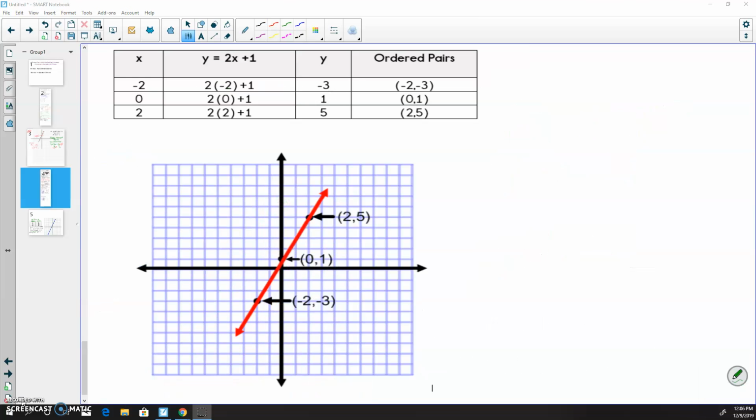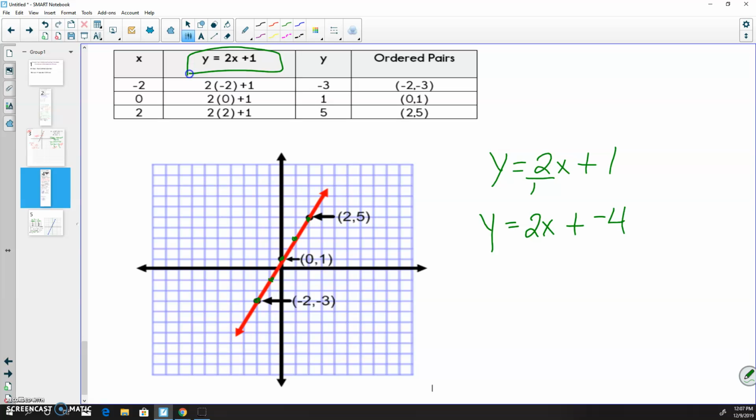Okay, so for the next one, they give you the equation y equals 2x plus 1. They plugged in x each time, and they got a y, right? They got an x and a y, an x and a y, an x and a y. So what's your starting point? 1. And your slope is up 2 over 1. Does it work every time? Down 2 over 1. That works every time.